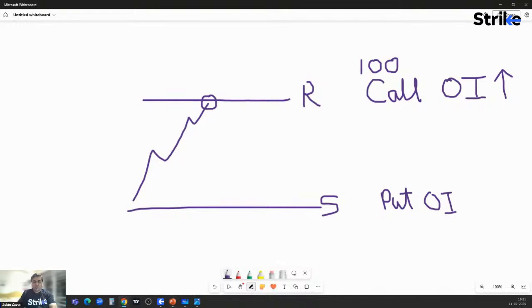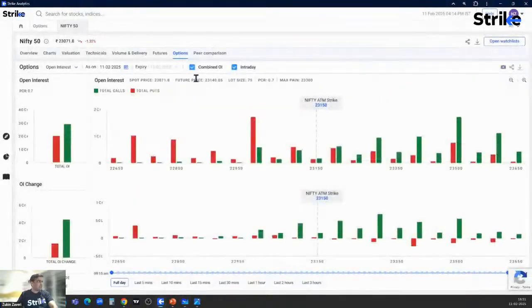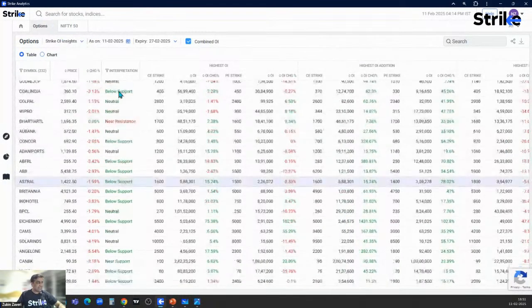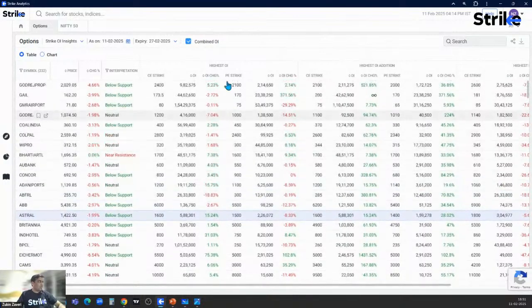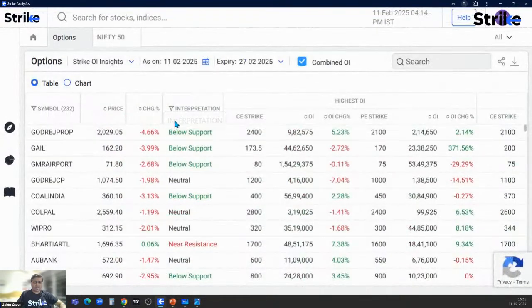Now let's go back to this particular screen about options, strike OI insights. Over here, what we see is the interpretation. Can I zoom this so that you can see it nice and clear? All right, so this is the interpretation.